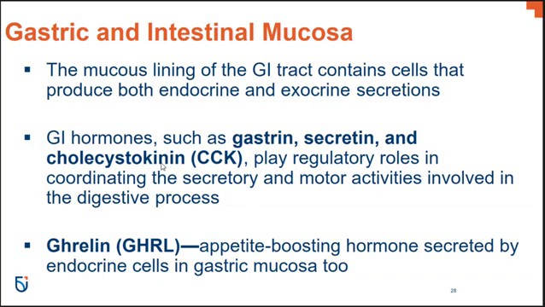We've already spoken about ghrelin and its role in boosting appetite through stimulating the hypothalamus and in slowing metabolism. But this hormone is secreted as well by gastric mucosa, in addition to the pancreatic islets that we mentioned on one of our previous slides.